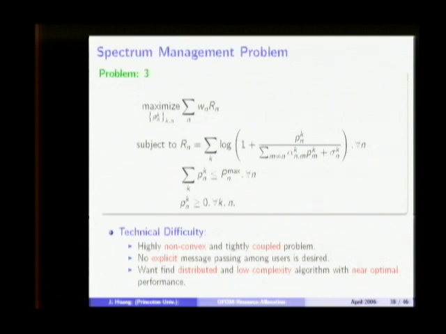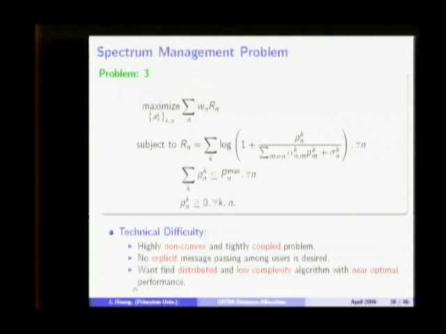So the technical difficulty of solving this problem is the following. First, this is a highly non-convex problem in terms of transmission power, and tightly coupled across users due to interference. And because there's no utility involved, there's no way that we can transform this problem into a convex problem. There's just no way. We have to deal with the non-convexity. And the second, because of this engineering implication, because the telephone lines operate separately, there's no way that they can explicitly exchange information among themselves. Right? So we don't want price information exchange, as in the wireless ad hoc case. And our purpose is to find a distributed and low complexity algorithm with near optimal performance.